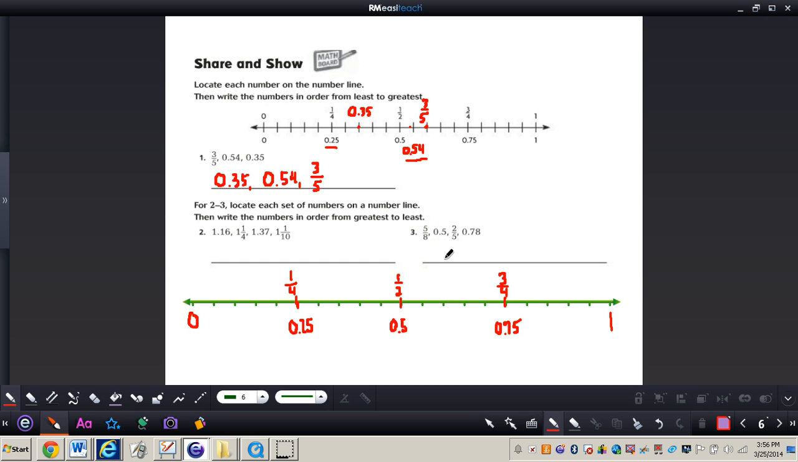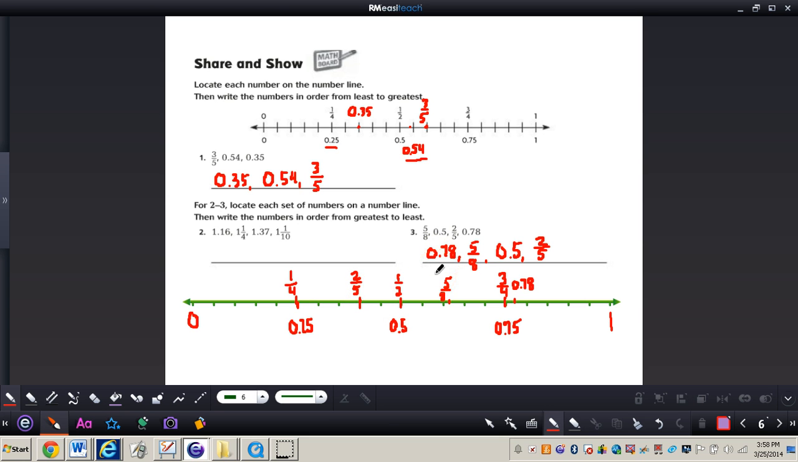Now we have the answers here from greatest to least. We have 78 hundredths, which comes all the way to the right on my number line, then 5/8, and then 5/10, and then finally 2/5. Okay, so that's how you order fractions and decimals from greatest to least on a number line.